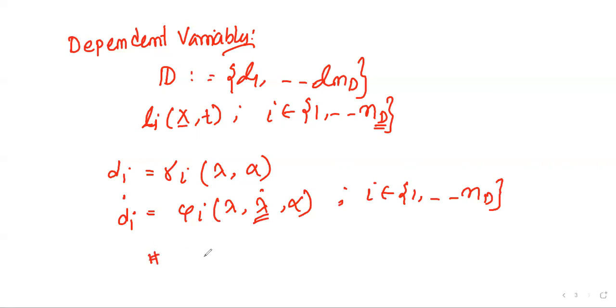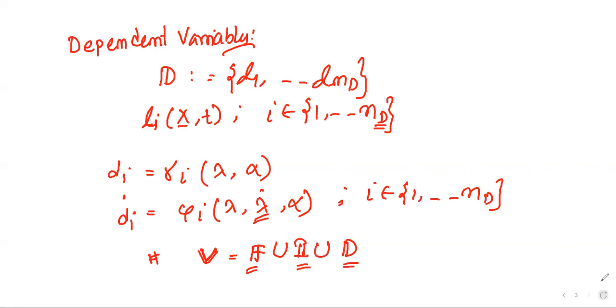So what we've seen is that V is the set of all variables that we are going to use to model our material. It is the union of the sets of free variables, internal variables, and dependent variables. And these sets, free variable, internal variable, and dependent variable, are mutually exclusive.